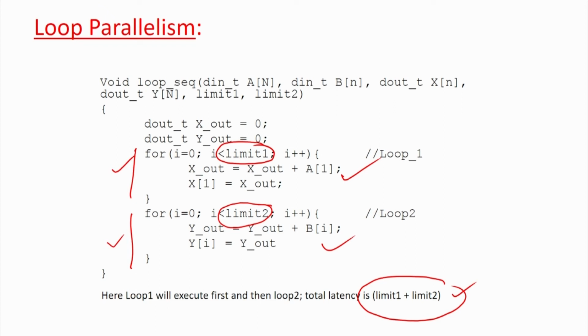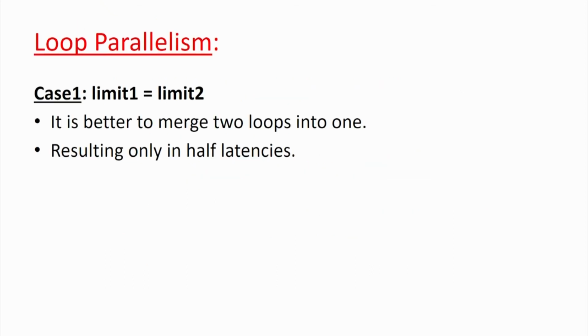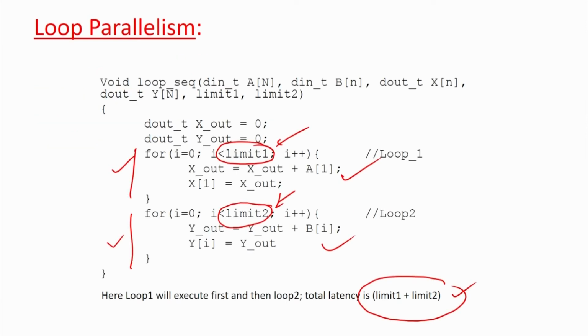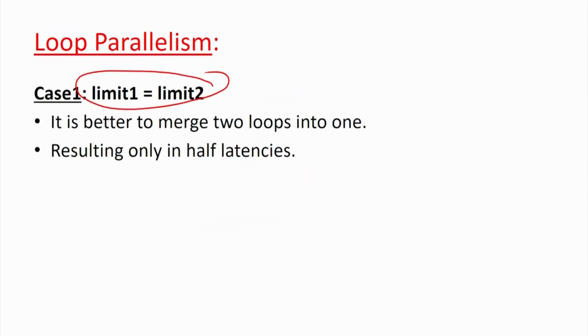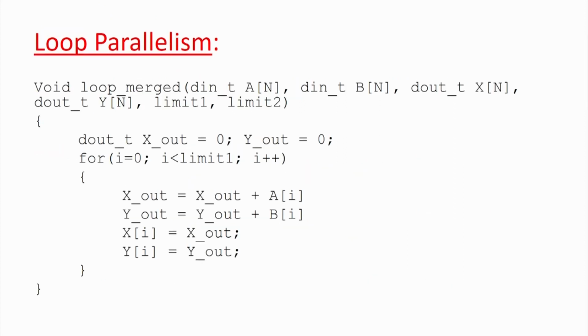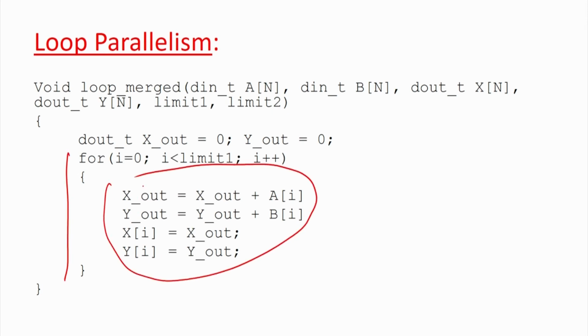Okay. So, the first possibility is that if these limits are the same, you can probably merge these two loops, because in the loops you are doing the same operation, just addition. If you have this scenario, you should merge these two loops, and this kind of code will be generated. Now I have only one loop, limited by limit 1, because limit 1 is equal to limit 2, and all the operations of loop 1 and loop 2 are merged into it, so I generate just one iteration.